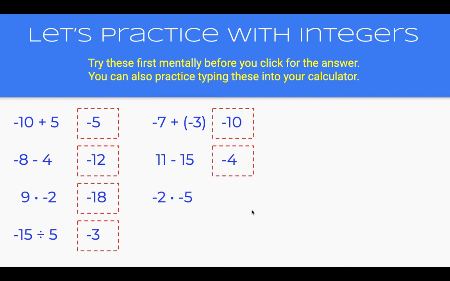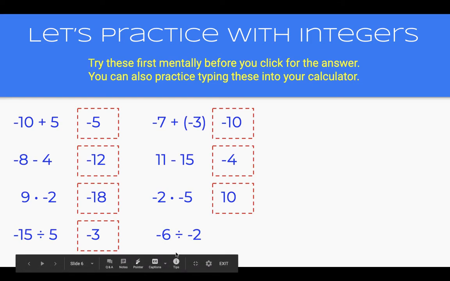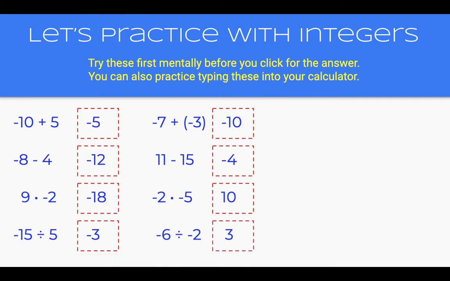We have like signs and we're multiplying, so our answer is going to be positive. 5 times 2 is 10. And our last one, we have like signs, so our answer is going to be positive. 6 divided by 2 is 3. So negative 6 divided by negative 2 is positive 3.